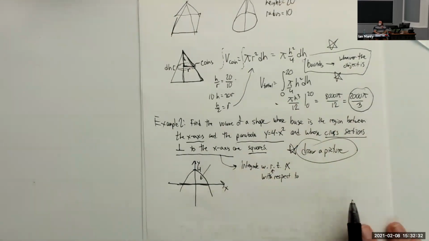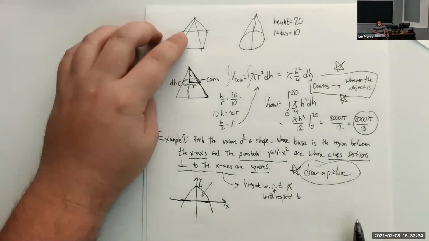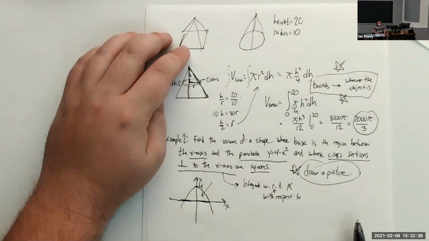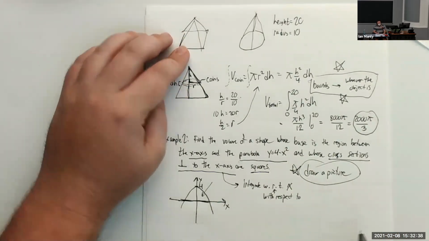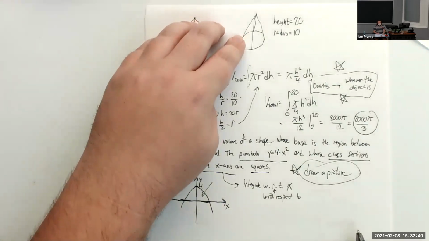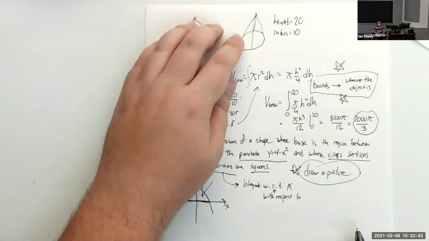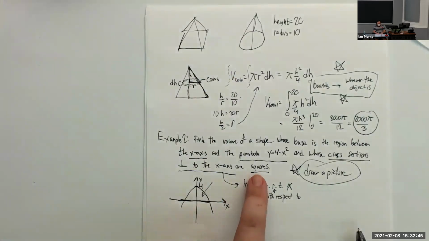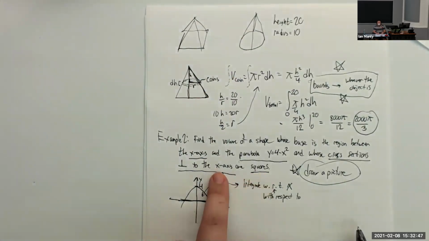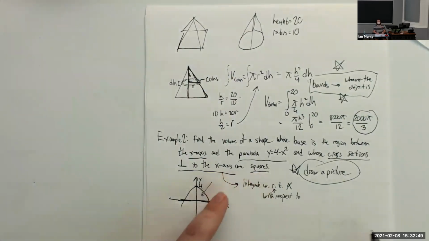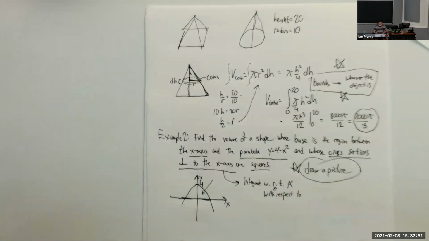So let's think back to the previous examples we just did. With the pyramid, we effectively had the area of a square times dh. With the cone, we effectively had the area of a circle, and then that was times dh. With this one, we're effectively going to have the area of a square, and that's going to be times dx. So that's how we decipher what each of these is going to be.